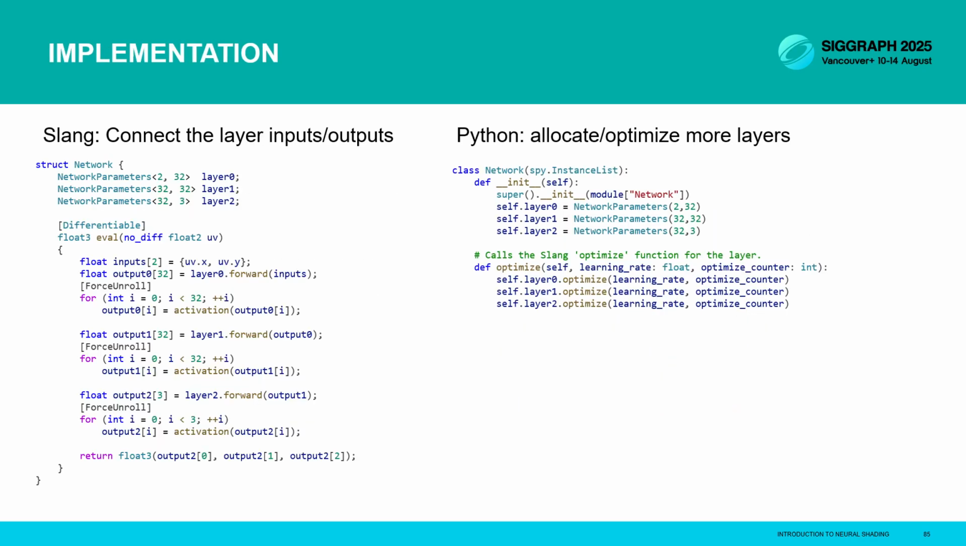So extending our Slang program to support the hidden layers is actually pretty simple. We've now got 3 layers in the network structure. We take our inputs, we're going to feed them to layer 0. We'll take those outputs and apply the activation function. Then we'll feed those to layer 1. We'll take its outputs and apply the activation function. Then we'll feed those to layer 2, take its outputs, apply the activation function, and return the result, which is our color. And the Python side on the right simply allocates storage for those 3 layers and supports calling optimize on each one.